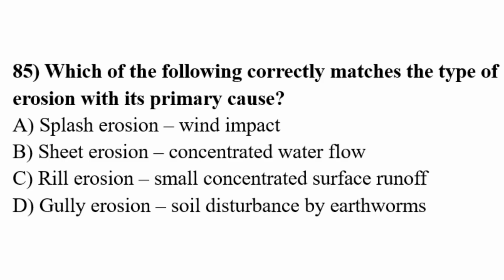85. Which of the following correctly matches the type of erosion with its primary cause? A. Splash erosion, wind impact. B. Sheet erosion, concentrated water flow. C. Rill erosion, small concentrated surface runoff. D. Gully erosion, soil disturbance by earthworms. Answer: C. Rill erosion, small concentrated surface runoff.